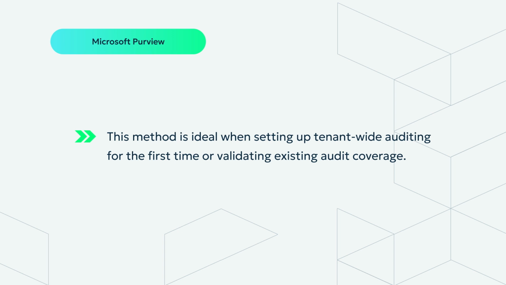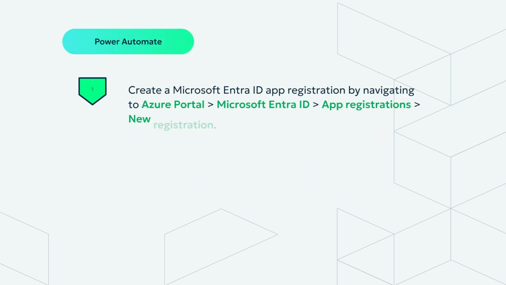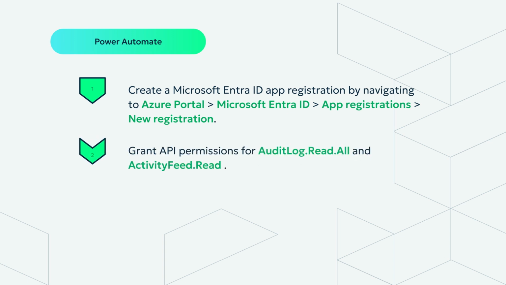These audit logs will serve as the data source for your Power Automate workflow, helping convert raw audit events into actionable records. Power Automate. To activate Power Automate, first create a Microsoft Entra ID app registration by navigating to Azure Portal, Microsoft Entra ID, App Registrations, New Registration. Grant the following API permissions.